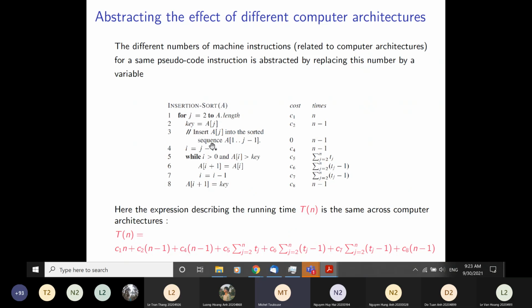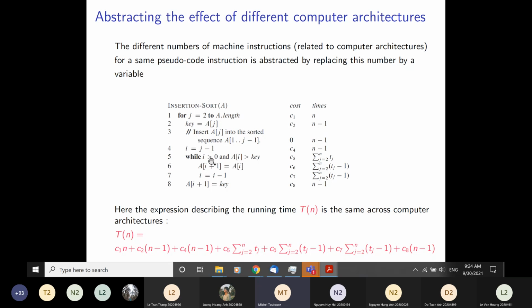But what we do inside the loop, we execute inside the loop for j is equal to 2, 3, 4, 5 until n. So we execute this loop for n minus 1, okay? So the number of times the instructions inside the loop are executed is n minus 1.